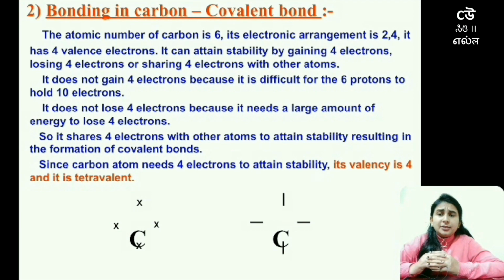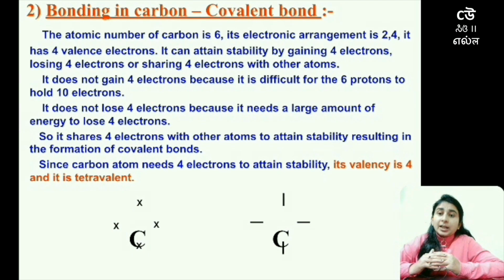So what carbon does here is it does not gain electrons, because it is difficult for 6 protons to hold 10 electrons. It does not lose electrons, because it needs a large amount of energy to lose those electrons. So carbon opts for the best option, and that is that it shares 4 electrons with the other atom so that it could attain stability, so that it could become a more stable atom, and this results in the formation of covalent bond.